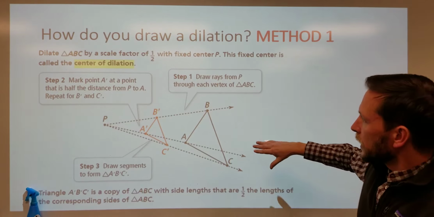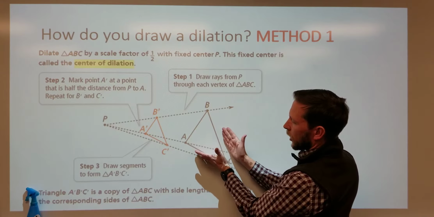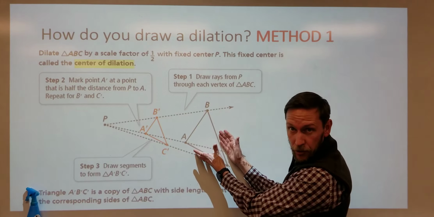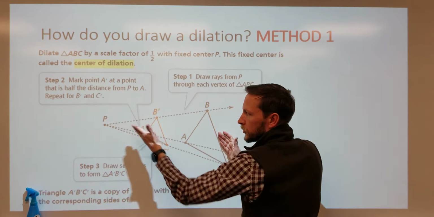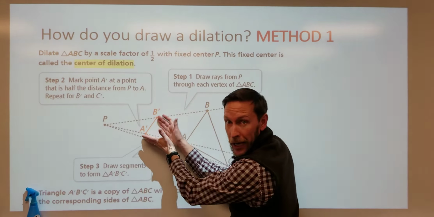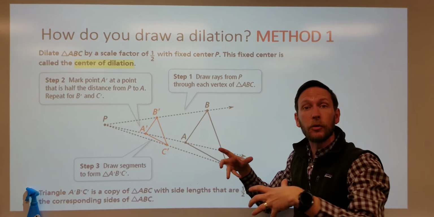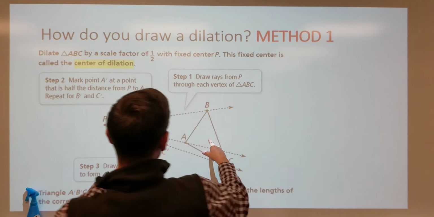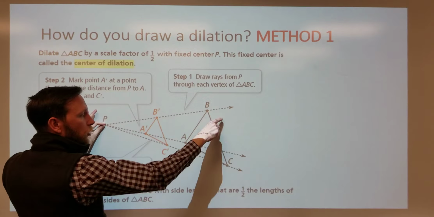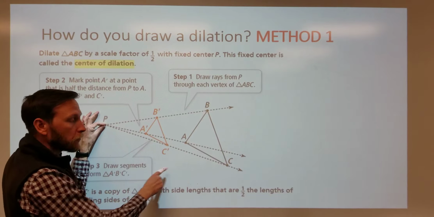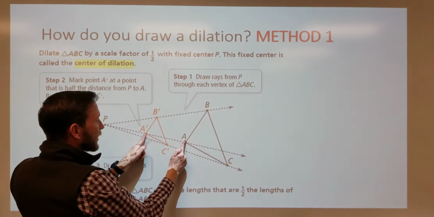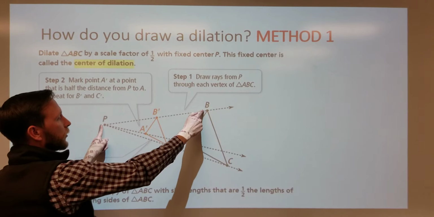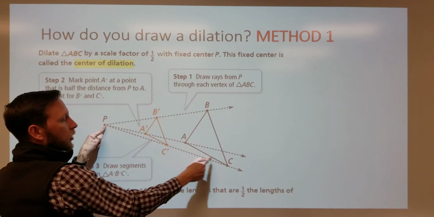First method, if we want to take this triangle ABC and we want to dilate it around point P, center of dilation, by a factor of 1/2, by a scale factor of 1/2, we're doing a reduction there, we're shrinking its size. The way that we would do that is we would, again, have our rays drawn, PB, PA, and PC, and we're going to measure a spot that is halfway between each of the vertices and that point of dilation.